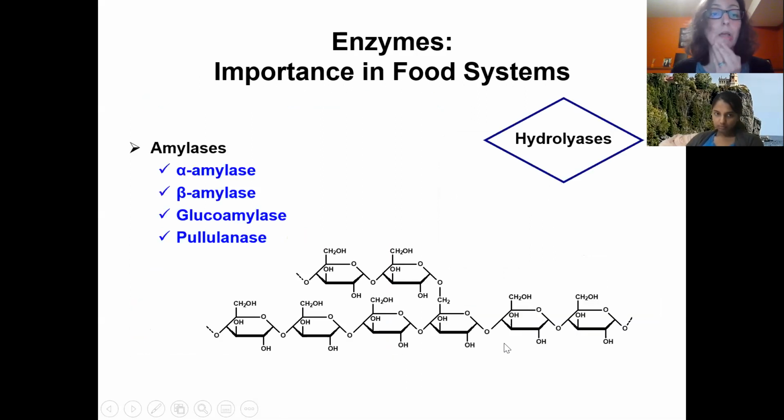Okay, so other forms of hydrolysis are amylases. So we have alpha amylase, beta amylase, glucoamylase, and pullulanase. So basically, they work on starch or maltodextrin molecules.